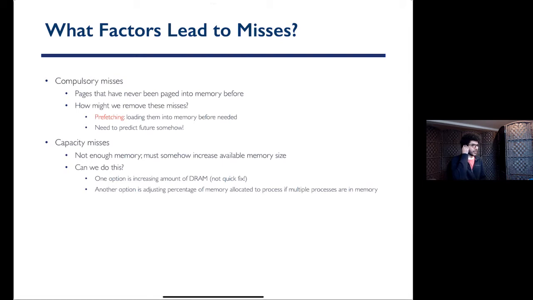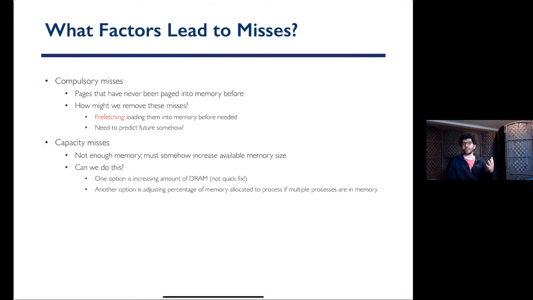Then the second reason to have page faults is capacity miss. Basically, your memory is smaller than the demand that your processes have. Now, how can you solve this? Well, you can have bigger memory. That's one thing. The second thing that could cause these capacity misses is memory allocation.